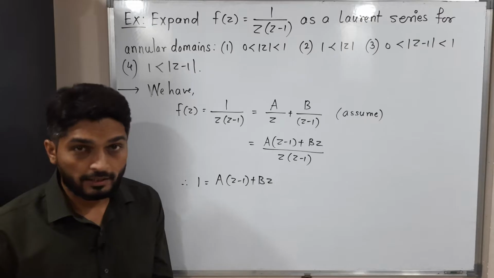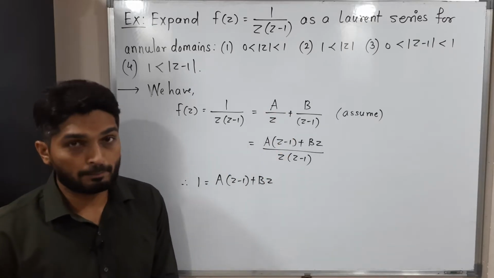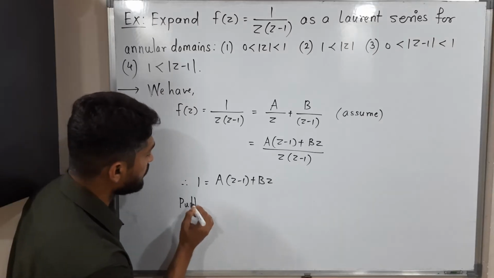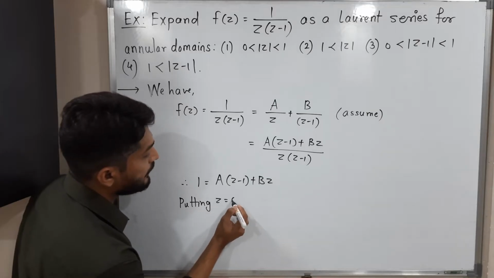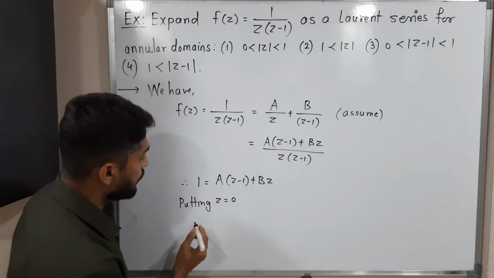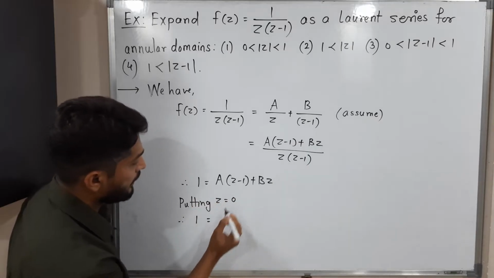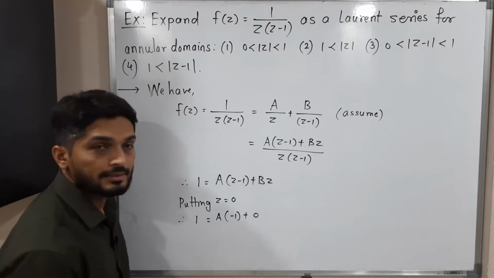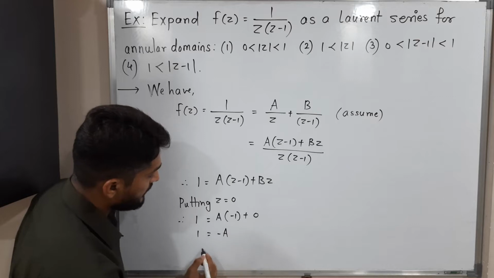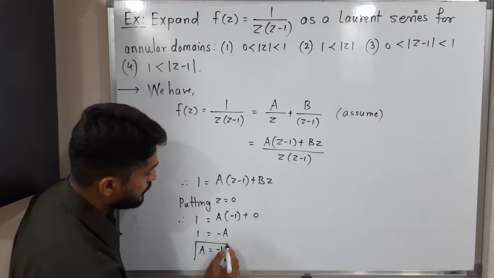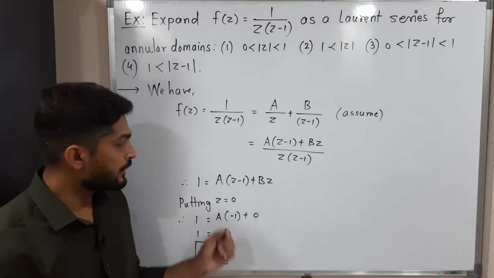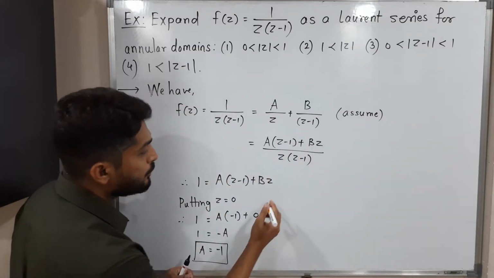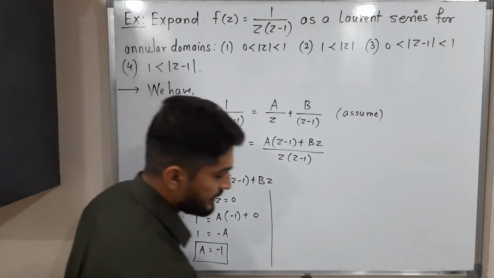You remember, our target is to find the values of a and b. So for that I am trying to bring zeros here. What will I do? I will simply put z is equal to 0. If I put 0, let us see what will happen. 1 equals a(0 minus 1), and 0 into anything is 0. So 1 is equal to minus a, and a is equal to minus 1. In this way I got the value of a. Here you can put anything, but we should get some value of the constant. So we always try to bring zeros, so it will be a very easy task then.